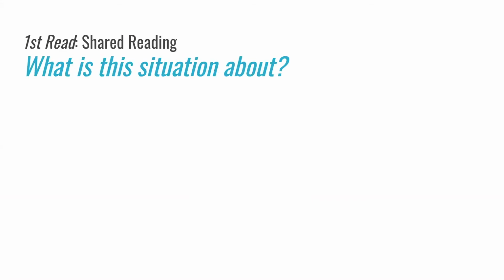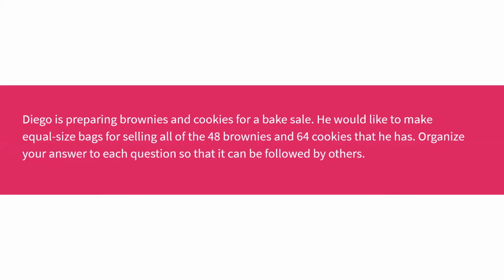So first, what is the situation about? Let's go back and read it and make sure we know what this is about. Diego is preparing brownies and cookies for a bake sale. He would like to make equal size bags for selling all of the 48 brownies and 64 cookies that he has. So this problem's about Diego at a bake sale. He's going to be selling 48 brownies. He's going to be selling 64 cookies. And it sounds like he wants to make equal size bags. That means each bag would have the same amount. All right, that's our first read.